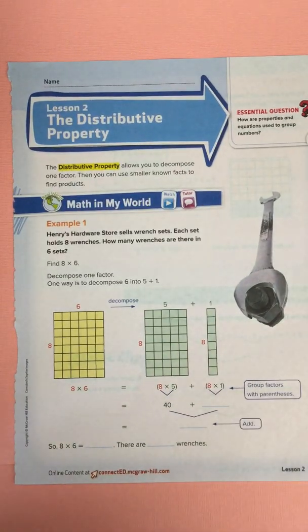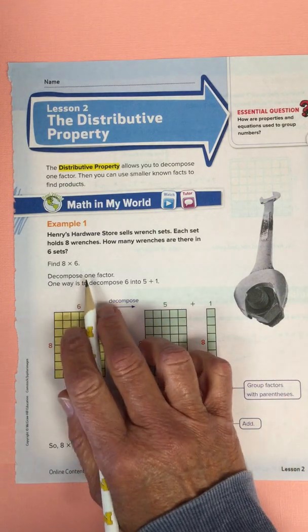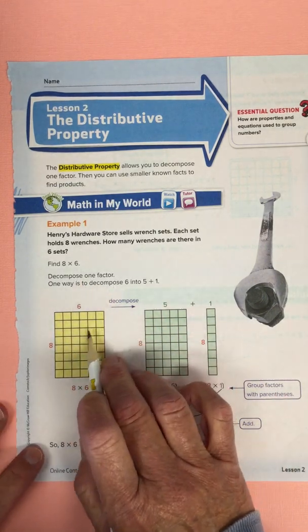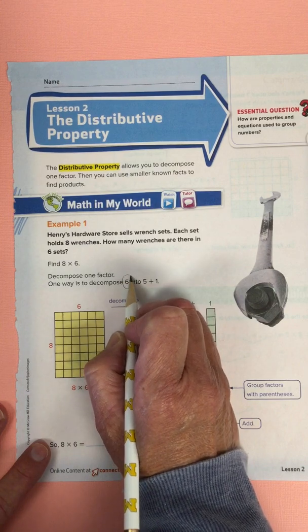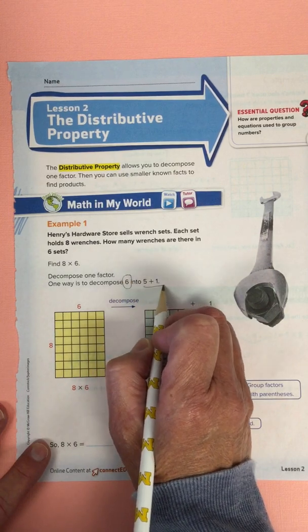It tells us that the distributive property helps you to decompose one factor. Then you use the smaller known fact to find the products. So Henry's hardware store sells wrenches. Each set holds 8 wrenches. How many wrenches are there in 6 sets? So our number is 8 times 6. Decompose one of the factors. It wants us to take the 6 and make that a 5 and a 1.